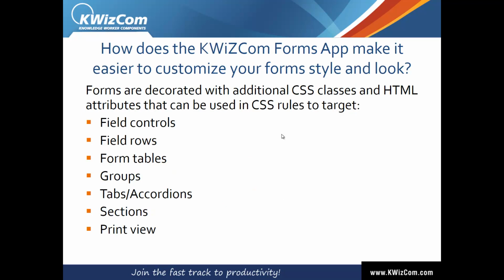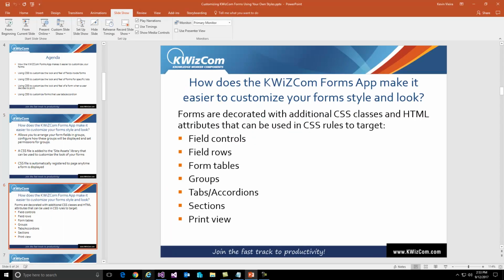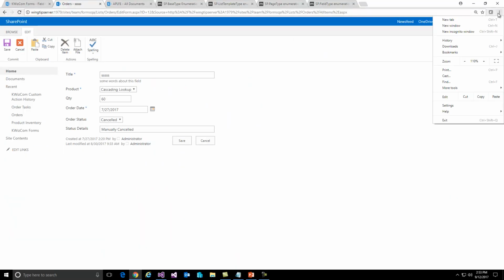So anytime a form is rendered, we start adding all this extra information to the form that you can use to target specific field rows or specific groups and target specific lists. Let me just show you what that information looks like, or that data looks like, live.